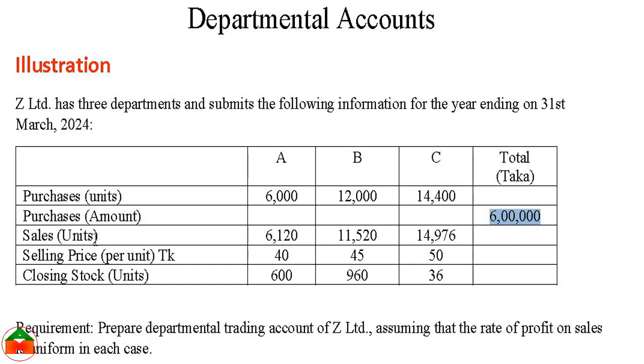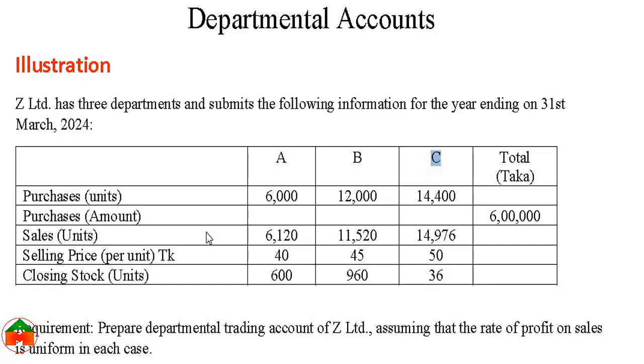And as you can see, the sales units are 6,120 by Department A, 11,520 by Department B, and 14,976 by Department C. And the selling price per unit by Department A is 40, Department B 45, and Department C 50. And the closing stocks in units are 600 by Department A, 960 in Department B, and 36 in Department C.